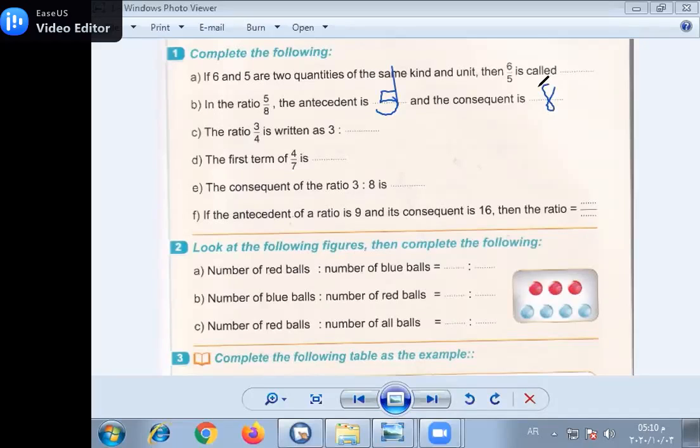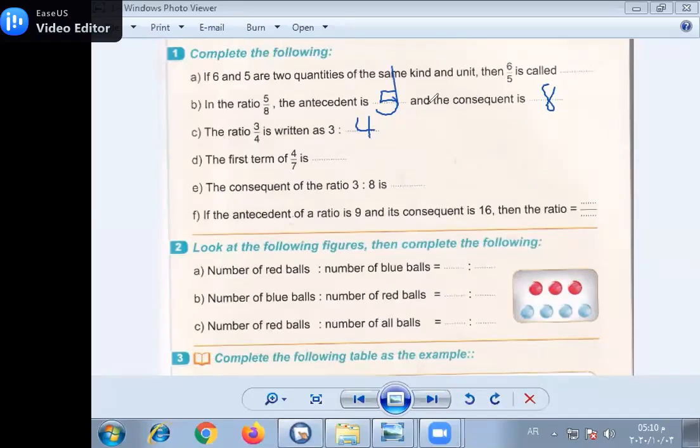The next question is for Ruqayya. Are you with me, Ruqayya? Yes. Okay. The ratio 3 over 4 is written as 3 to 4. Excellent. We said before that we have two different ways to express the ratio: in the form of a fraction, 3 over 4, or using the two sides, 3 to 4.